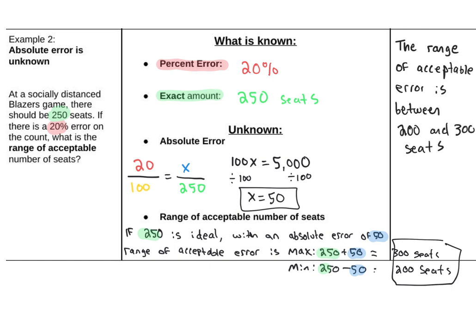So putting that in a sentence, the range of acceptable error is between 200 and 300 seats. All right, go ahead and practice your journal problems.